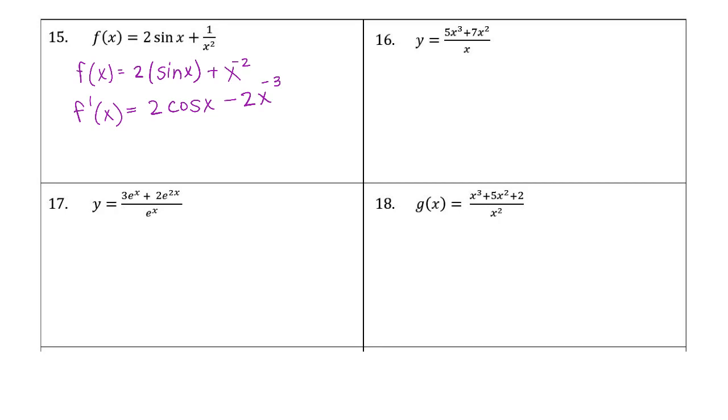Number 16, let's divide that up into 2 separate fractions. And we can only do this when there's one single denominator. I'm about to throw that cat out the door.